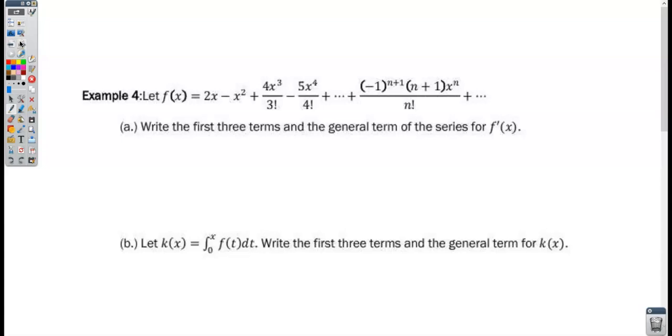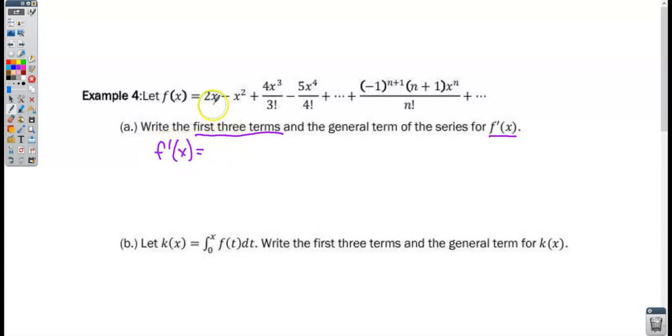Example number 4. Let f of x be 2x minus x squared, and so on. Part A. Write the first 3 terms and the general term of the series for f prime of x. Well, since we have f of x and we want the first 3 terms and the general term, all we're going to do is take f of x and go term by term and take the derivative, since we're looking for f prime, of the first 3 terms, and then we're also going to take the derivative of the general term. And then we might need to clean that up in the end, but let's see what happens.